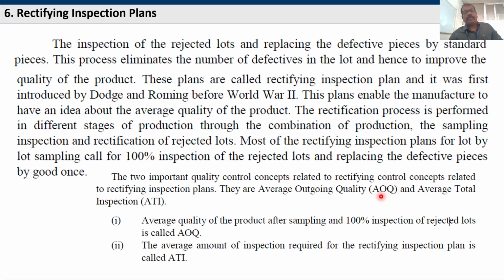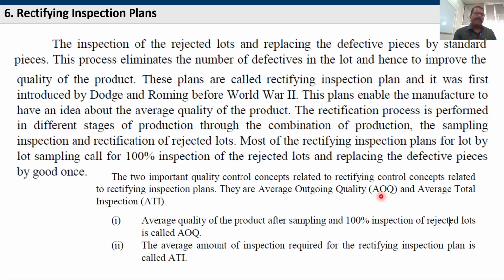So, two concepts are involved in AOQ. First, you do the sampling, the sampling plan or sampling analysis, or acceptance sampling. After doing acceptance sampling, with your producer risk or acceptance quality level, you do that. Then you will be classifying: this is accepted, this is rejected.